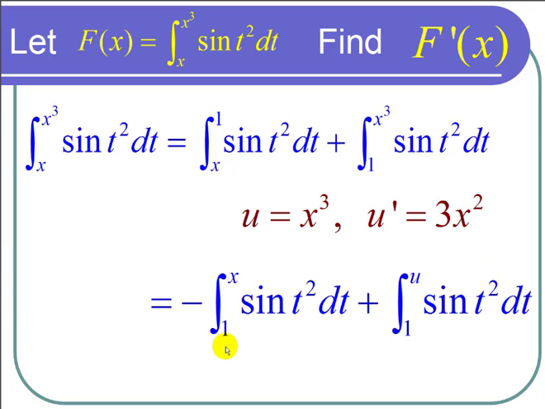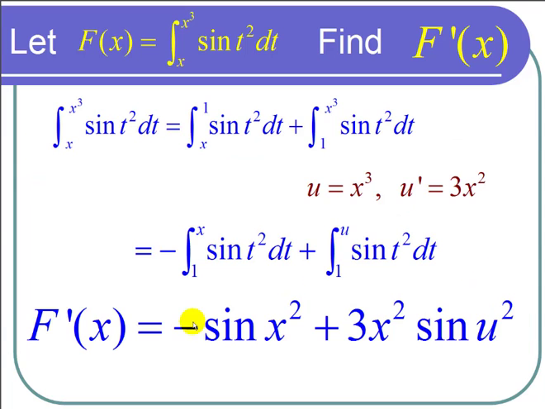So we can rewrite this sum as negative the integral from 1 to x. Remember, when you switch the bounds, you get a negative sign. Of sine of t squared dt plus the integral from 1 to u, where u is x cubed, of sine of t squared dt. So now I just take the derivative of each of those. I can use the second fundamental theorem of calculus on the first one with an x by plugging the x into t squared, and I can also use it with the u by plugging u into t squared.